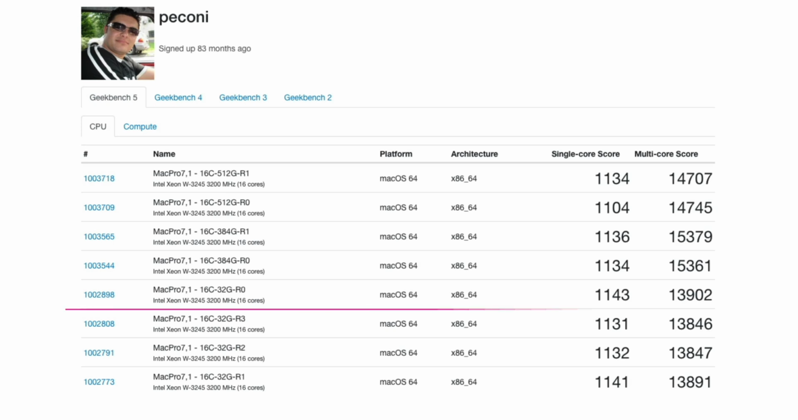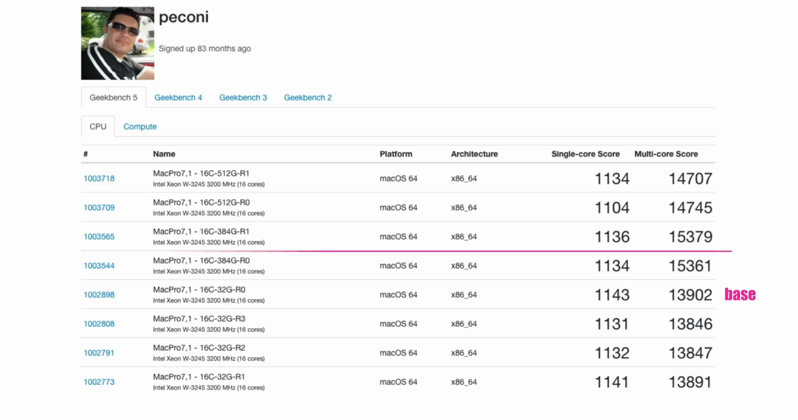Well, it seems that when going from a 32 gig 4-channel config to a 384 gig 6-channel configuration, we get about 10% improved multi-core score on the Geekbench 5. However, we only get 5% improvement when going from the same 32 gig 4-channel config to a 4-channel 0.5 TB of RAM configuration.